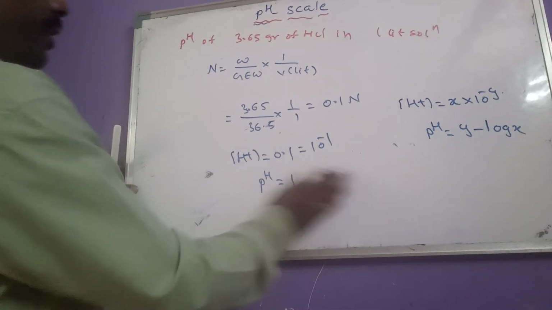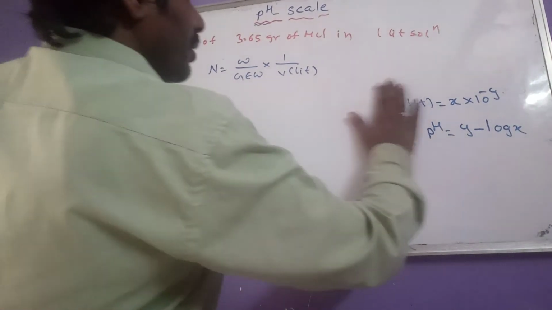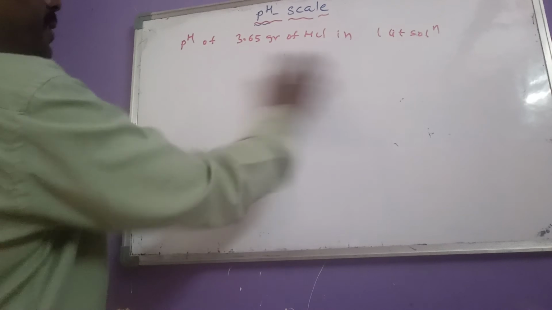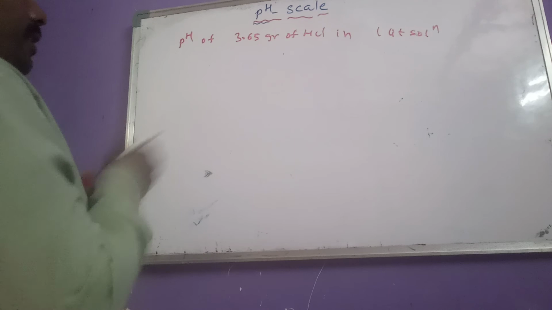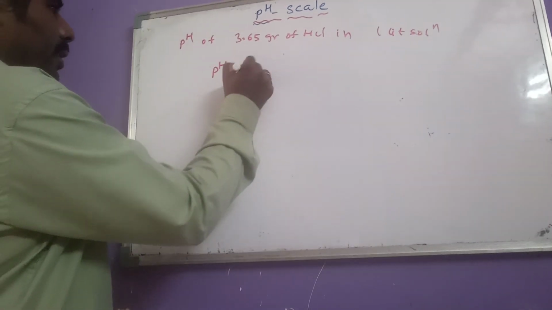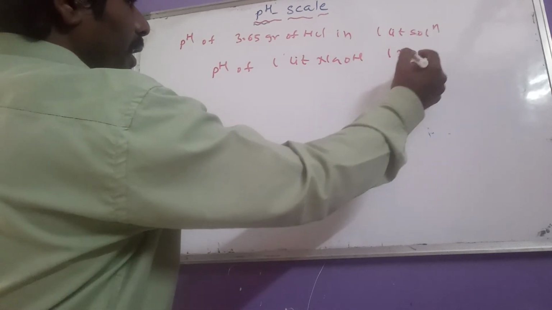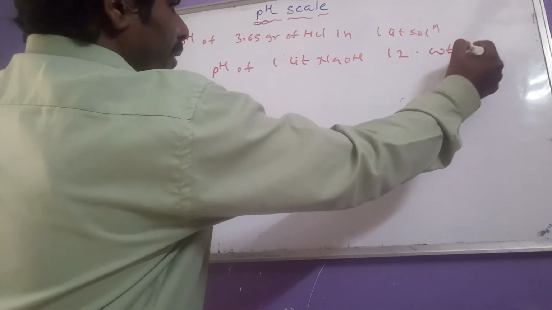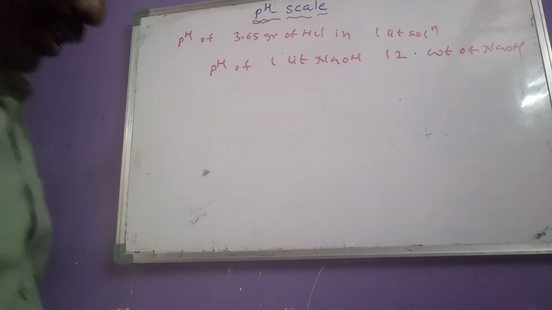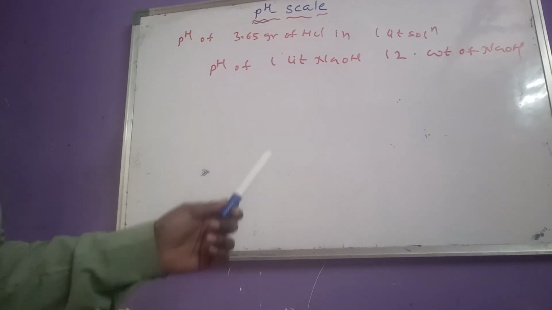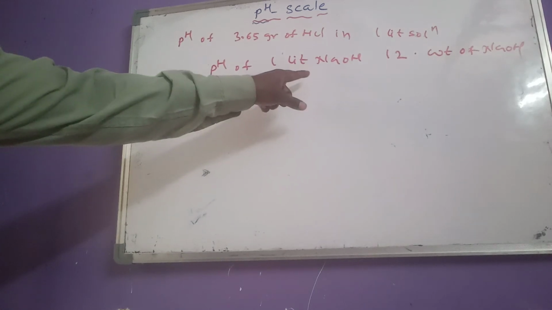Then another type of question. Let us see what the different types of questions are. Sometimes for a base they give the pH. For example, the pH of 1 liter NaOH solution is 12. What is the weight of NaOH present in that solution? We have to calculate it.